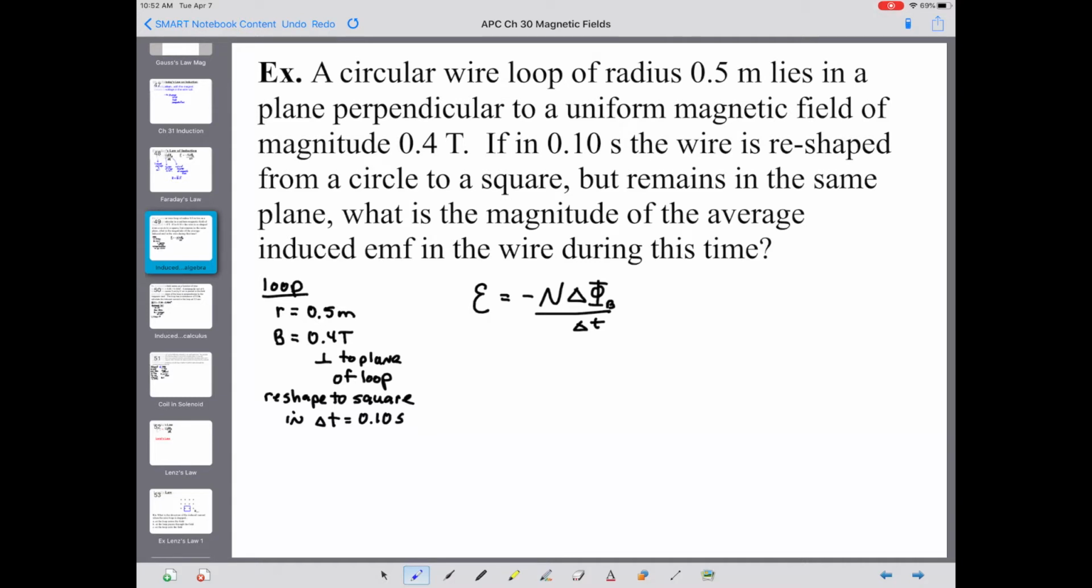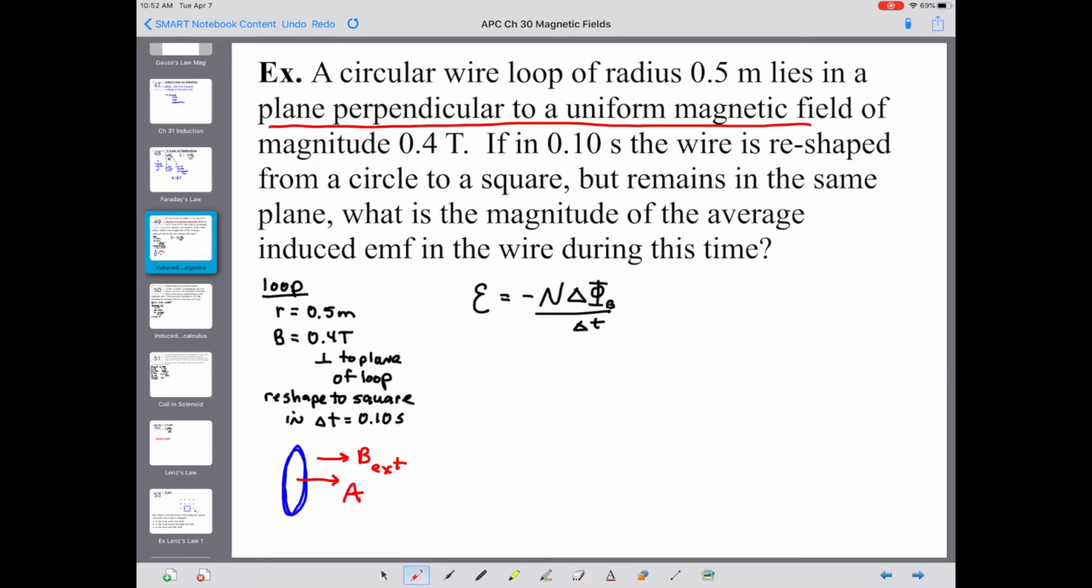So here we have a circular loop, radius 0.5 meters, lies in a plane perpendicular to a uniform magnetic field. So then if I draw a loop, that area vector from that loop would be in a direction perpendicular. The plane of the loop is perpendicular to the magnetic field. So the way I've drawn it, the plane of the loop would be vertical. So then the external magnetic field would be horizontal. So B and A basically are in the same direction.